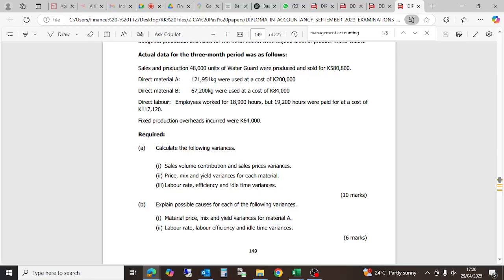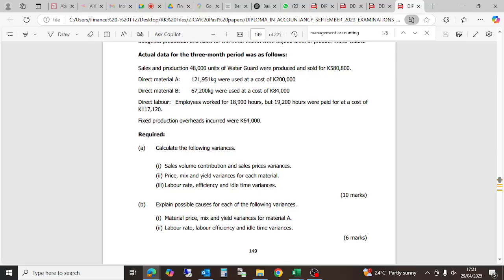So this is variances. It being variances, we know that we are practically making comparisons. We have two things here: we have the actual and we have a budget, and we are comparing the budget and the actual. What they want here is the difference between the actual and the budget.